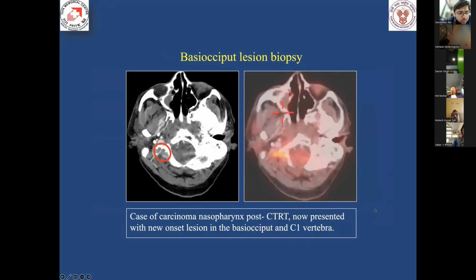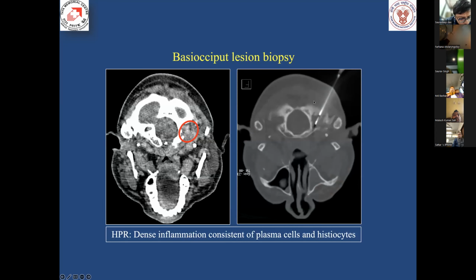Now, a case of CA nasopharynx, treated with post CTRT, and in follow-up, the patient developed some pain, and PET CT showed that there is an avid lesion in the basi-occiput region. Recurrence was suspected. In this case, it was a straightforward approach by the posterior route, and the final histopathology was negative for malignancy, and it was mostly post-RT changes.